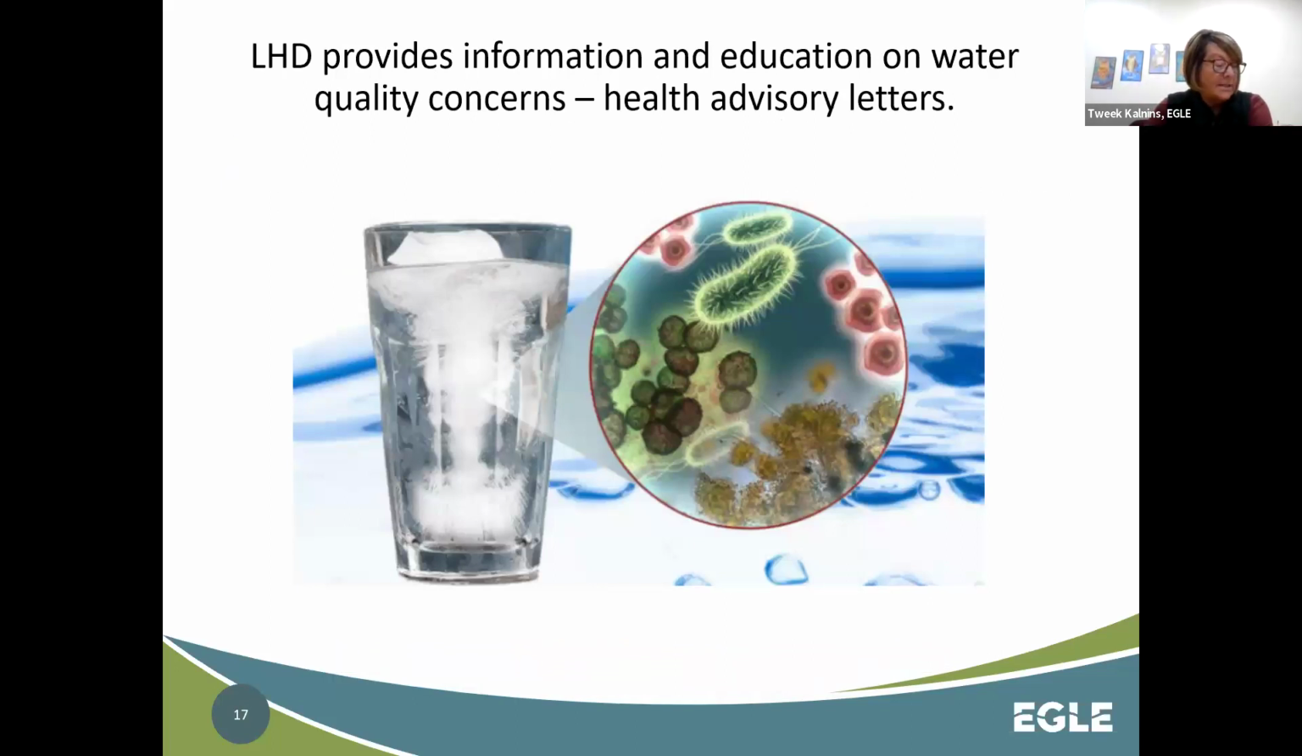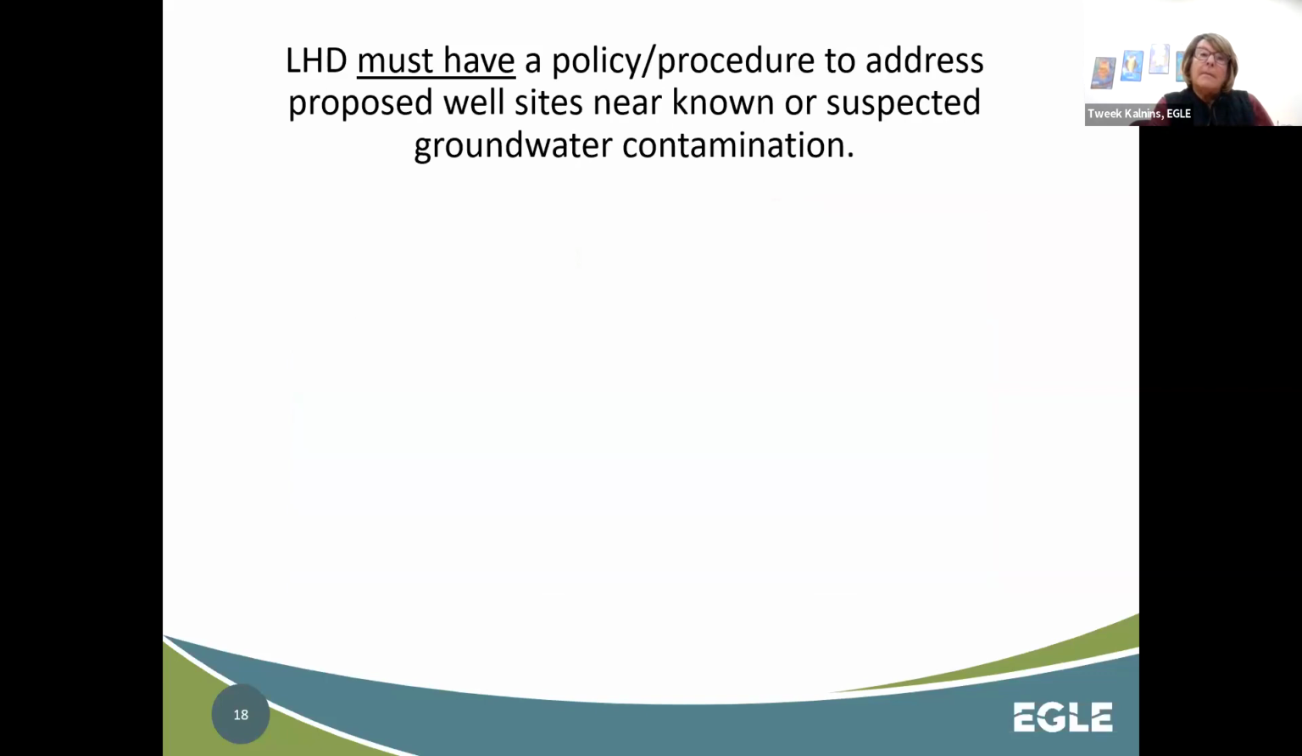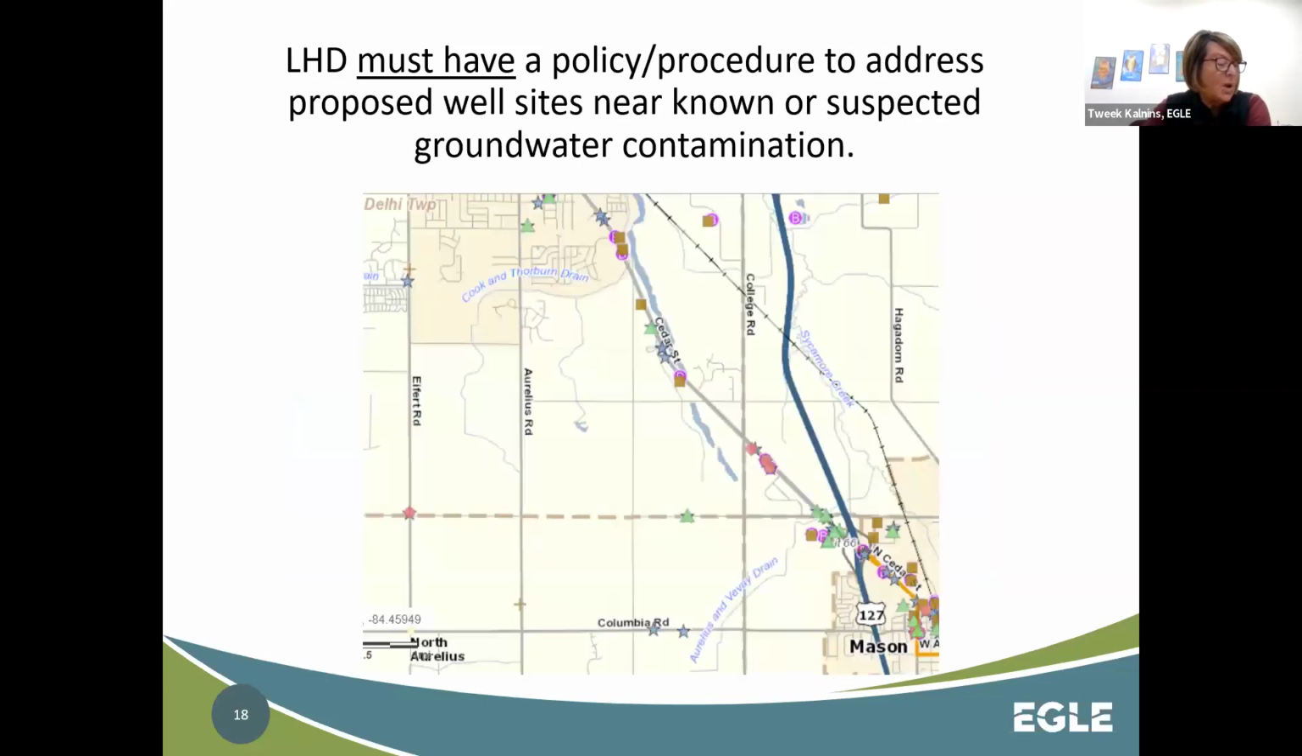NPR 7 addresses the health advisory letters. And in Michigan, the main ones that are sent out are for uranium, which is the Upper Peninsula, arsenic, and nitrate. So this is the requirement where the local health has to send a health advisory letter. And LHDs must have a policy procedure to address proposed well sites near known or suspected groundwater contamination. And I think Montana hit on this really heavy, that, you know, Environmental Mapper is the main source for that information.